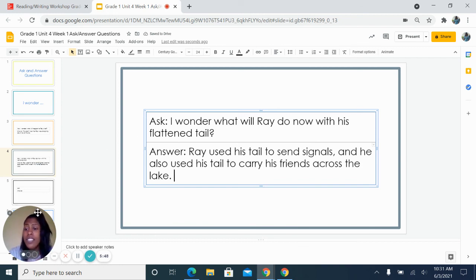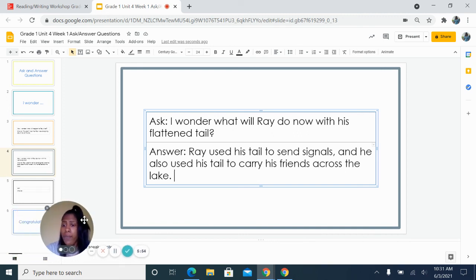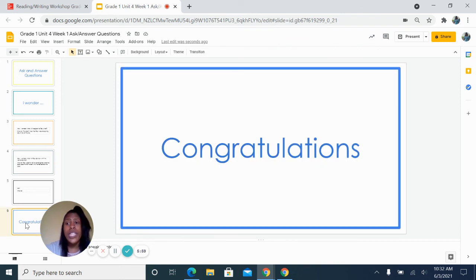Wow. You know what? When we ask questions about the information that we are reading, we find answers. That's what great readers do when they are reading a selection that they've never read before. Congratulations, friend. You are all done today. Remember, the next time you read a story, ask questions, because when you ask questions, you find answers.